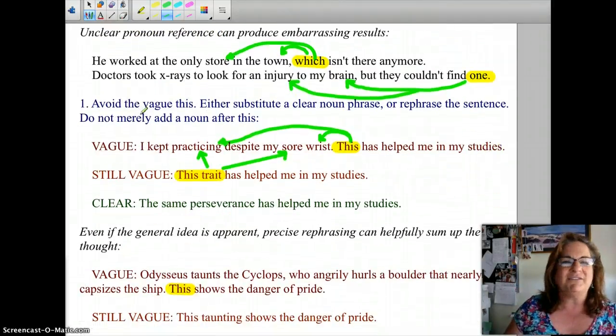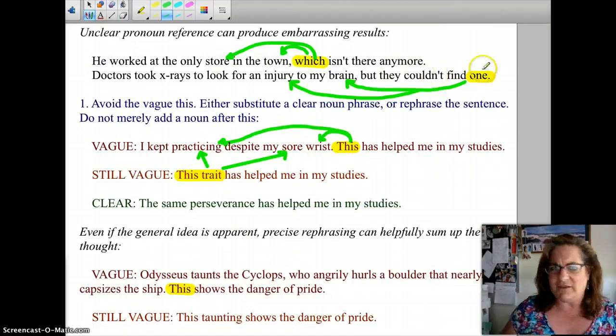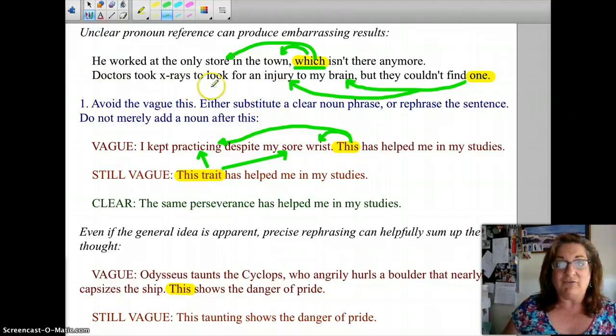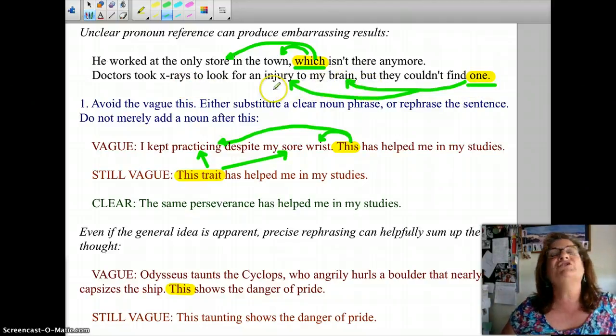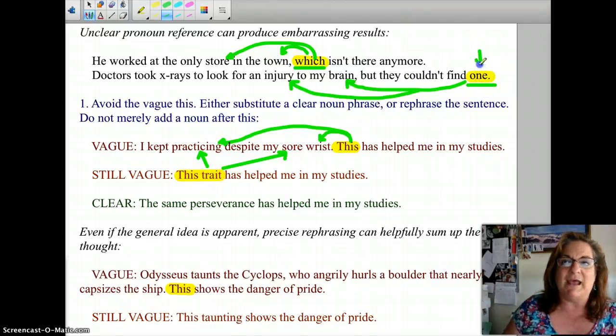Okay, here's some funny examples. He worked at the only store in town which wasn't there anymore or isn't there anymore. Which is a pronoun, but is it referring to town or store? Is the town not there or the store not there? We don't know. So it's an unclear pronoun reference. Same with this one. Doctors took x-rays to look for an injury to my brain, but they couldn't find one. Oh my goodness, is it a brain they couldn't find? Or is it the injury? But they couldn't find an injury. You'd probably have to actually repeat an injury there. Otherwise, it's going to be unclear.